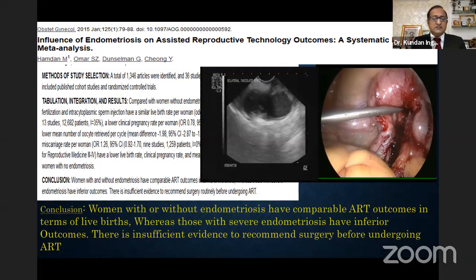But there is insufficient evidence today to recommend that every patient with endometriosis needs surgery before undergoing ART. So we need to individualize. Especially when the ovaries are not approachable or if it is associated with hydrosalpinx, I think these are the only two situations where I feel that yes, laparoscopy is a must to tackle these pathologies prior to IVF. Otherwise, they don't play an important role in improving the live birth rate.